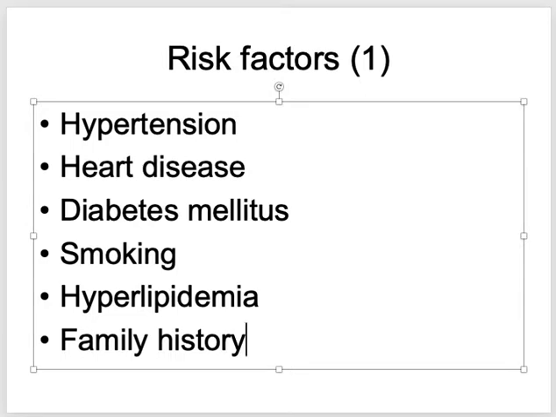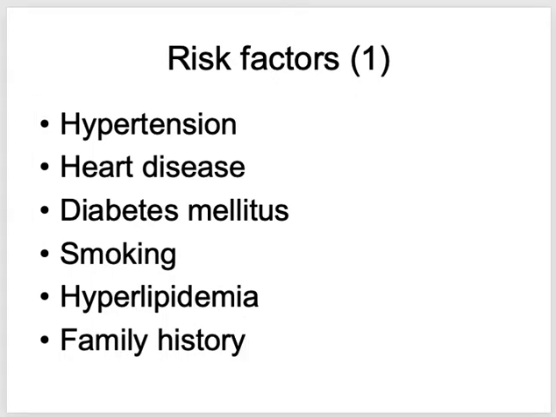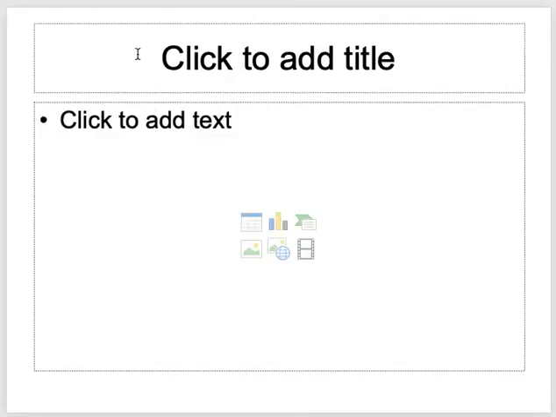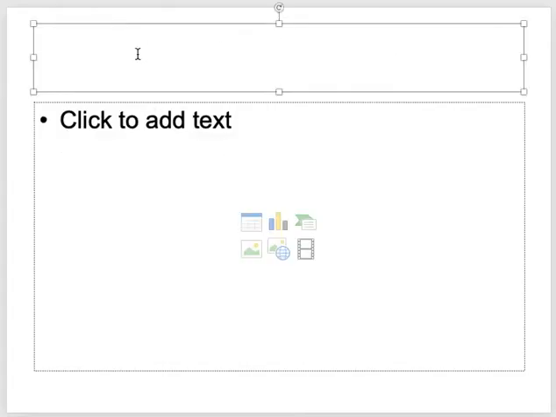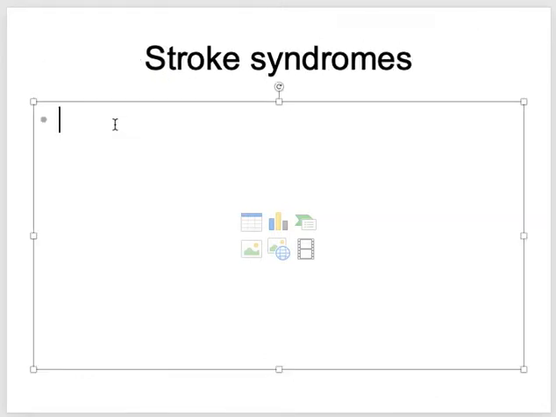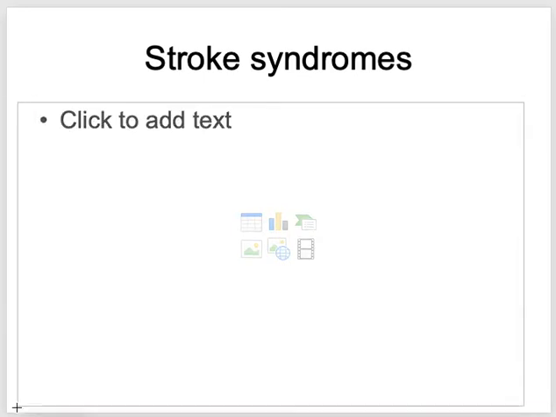I already discussed the blood circulation and the functionality of different parts of the brain. Based on that, we can simply remember, for example, what the different stroke syndromes can be. Of course, if we had to talk about all the stroke syndromes, guys, 20 lectures are not enough.